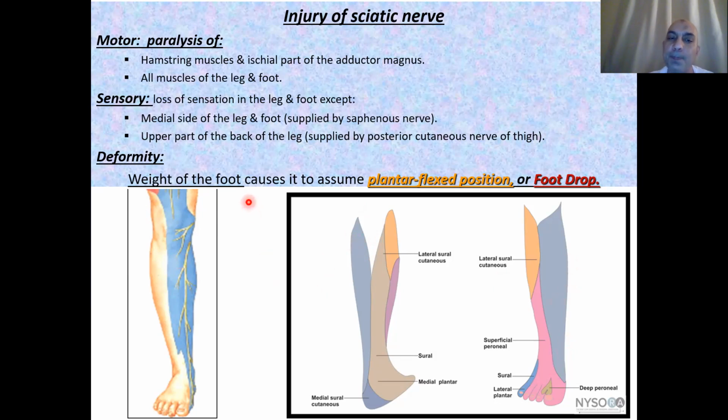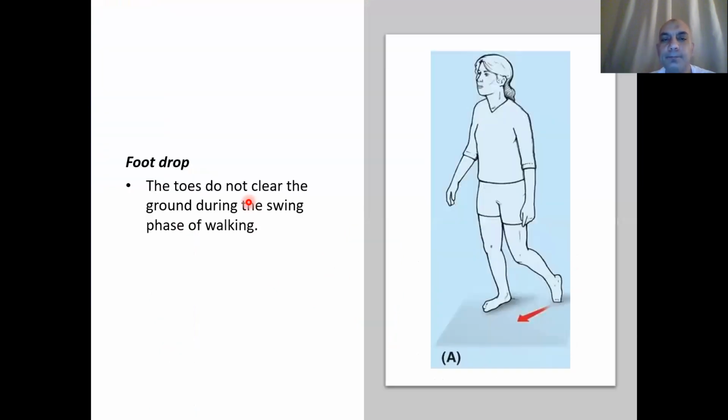The deformity: the weight of the foot causes it to assume plantar flexion, drop foot. So we have drop foot, plantar flexion, because this is the effect of gravity. It is called drop foot. The toes do not clear the ground during the swing phase of walking. This is not a normal way of walking.